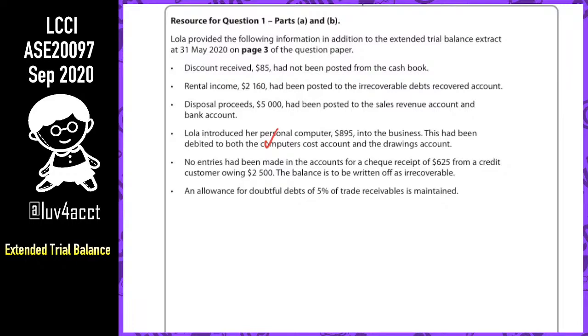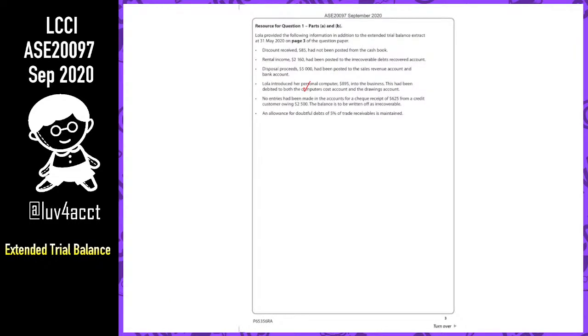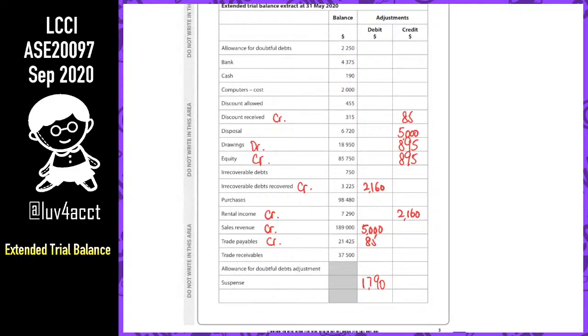4 items down. No entries have been made in accounts for the cheque receipt of 625 from a credit customer owing 2500. The balance is to be written off as irrecoverable. No entries made here. So 625, 2500. Let me mark down first. It is an irrecoverable debt, but then we have to find the balance.